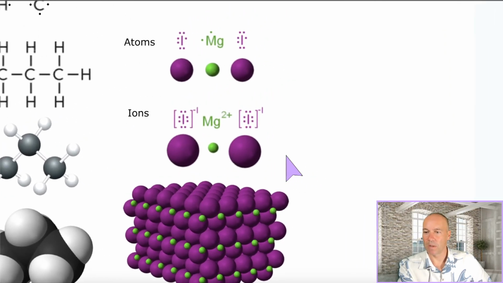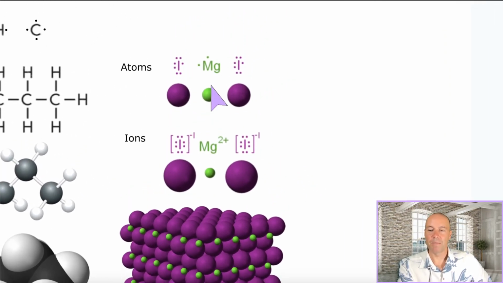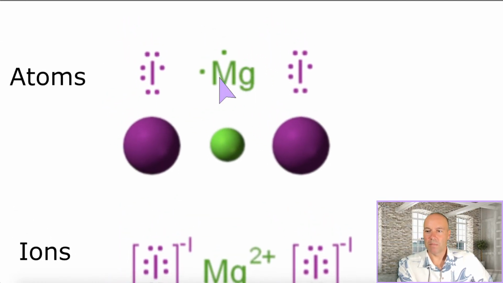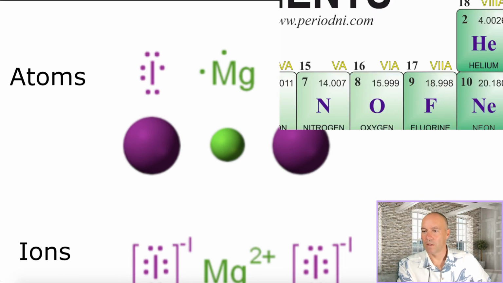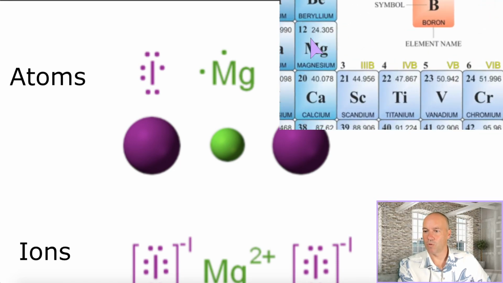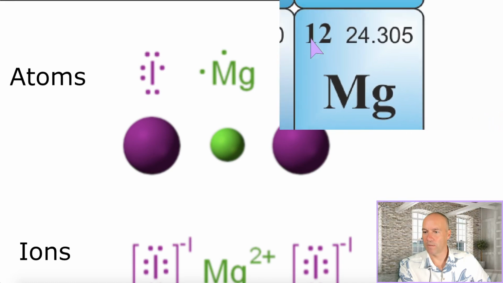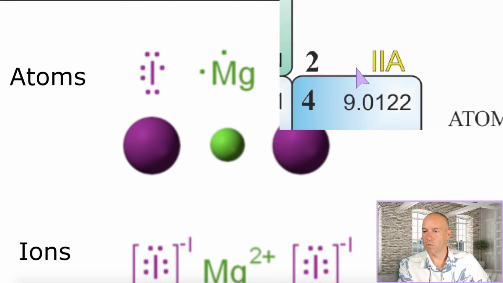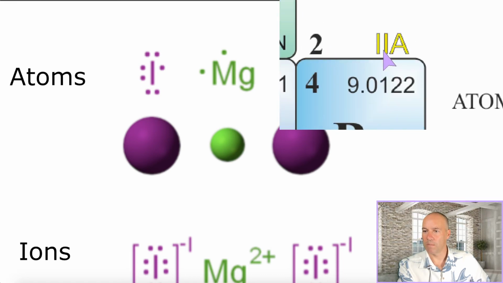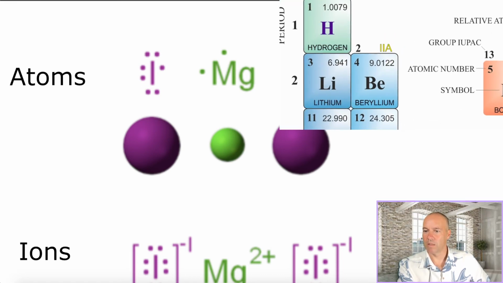MgI2 is the formula. So magnesium iodide, first the atoms. So magnesium is in group 2A. I'll show you magnesium. It's over on the left side. It's a metal. So there it is in group 2A. It's element number 12 in group 2A. So it has 12 electrons. 2 of them are valence electrons. And so magnesium gets 2 dots.